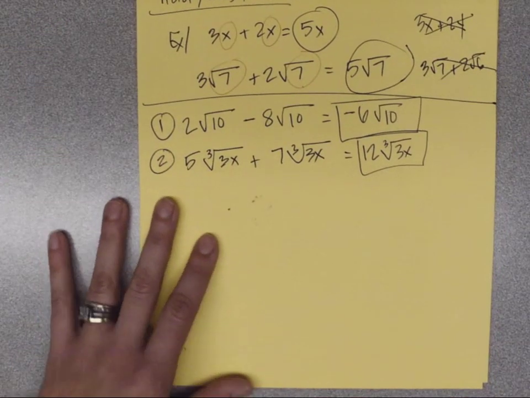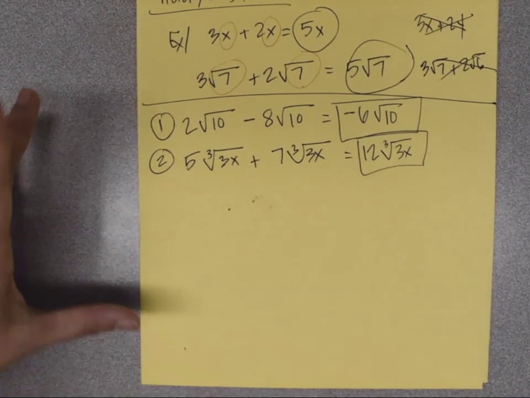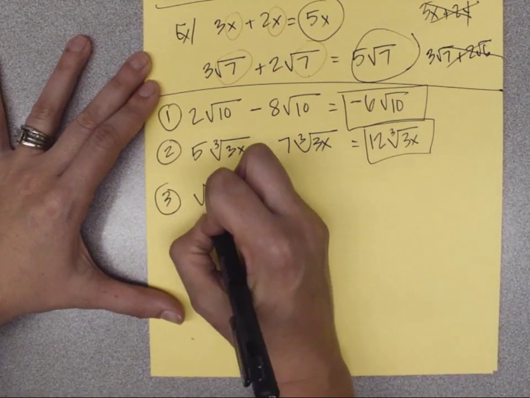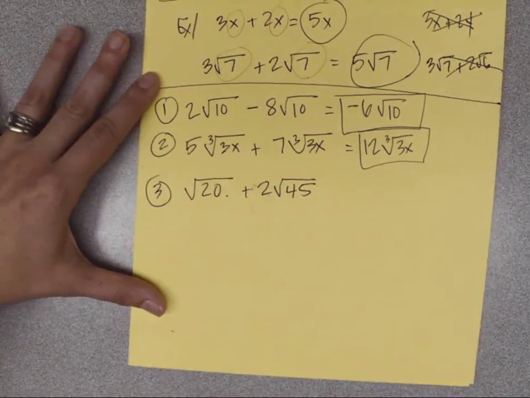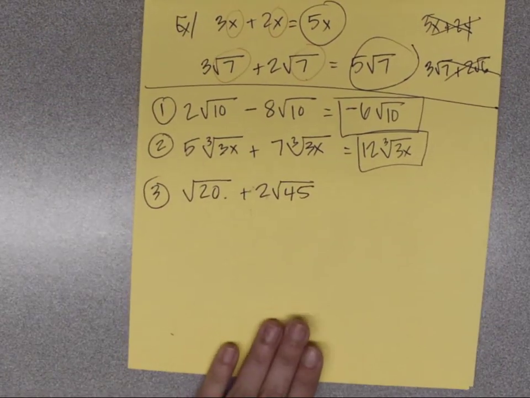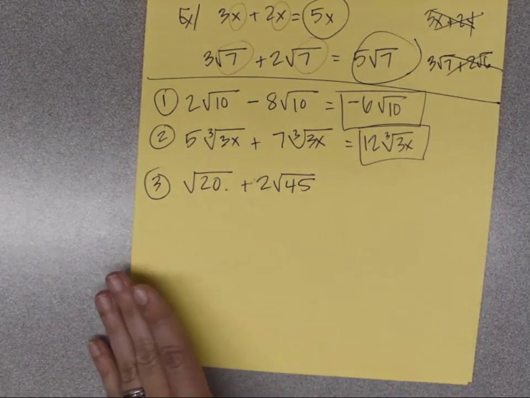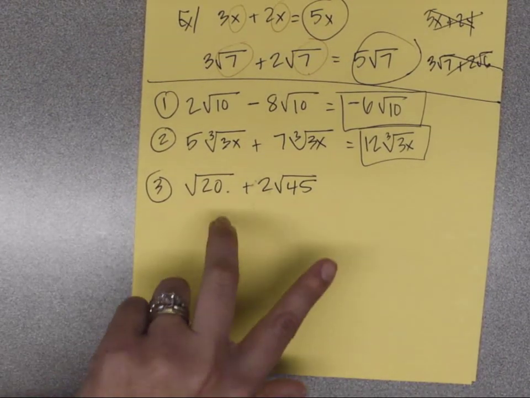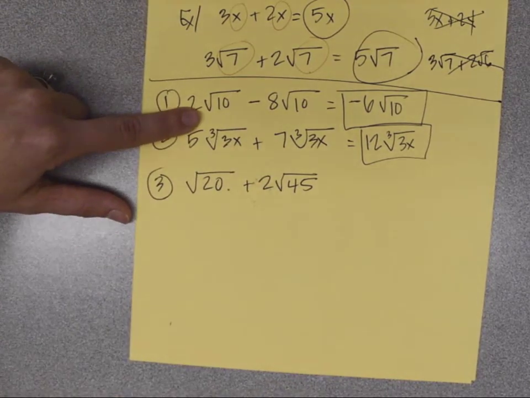Okay? Sometimes you're given a problem that seems like you can't do it, but you actually can. So for example, if we had the problem, the square root of 20 plus 2 times the square root of 45. Just by looking at it like that, you cannot combine those. Square root of 20, square root of 45, they're not the same. But if you look a little further into it, you can simplify both of those and break them down so that they become a problem that you can do.